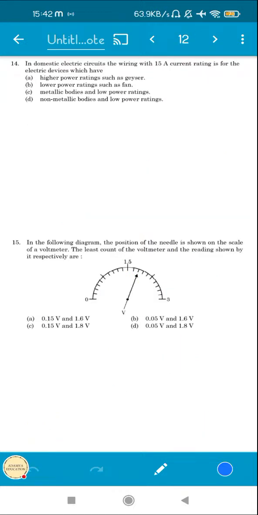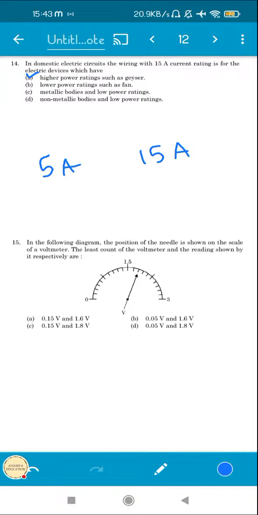In domestic electric circuits, the wiring with 15 ampere current rating is for the electric devices which have... So there are two types of wiring. One is 5 ampere and the other is 15 ampere. It is very clearly understandable that 15 ampere is used for appliances which consume a lot of power, which are high power consumption sources. So option number A: higher power ratings such as geyser, washing machine, etc. will use the wiring with 15 ampere current flowing through it.